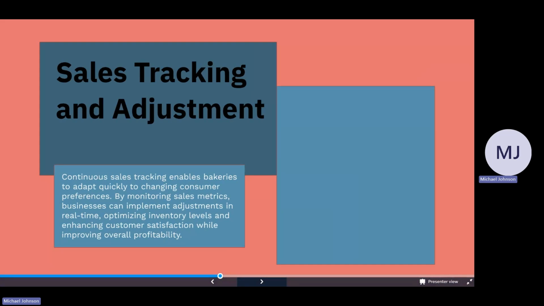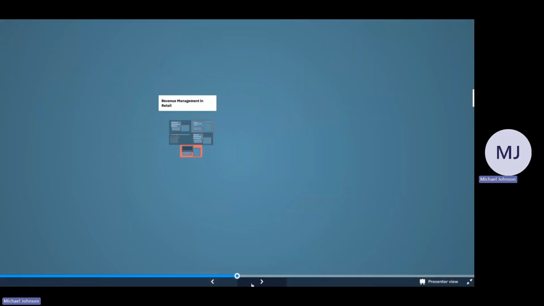Sales tracking adjustment. Continuous sales tracking enables bakeries to adapt quickly to changing consumer preferences. By monitoring sales metrics, businesses can implement adjustments in real time, optimizing inventory levels and enhancing customer satisfaction while improving overall profitability.